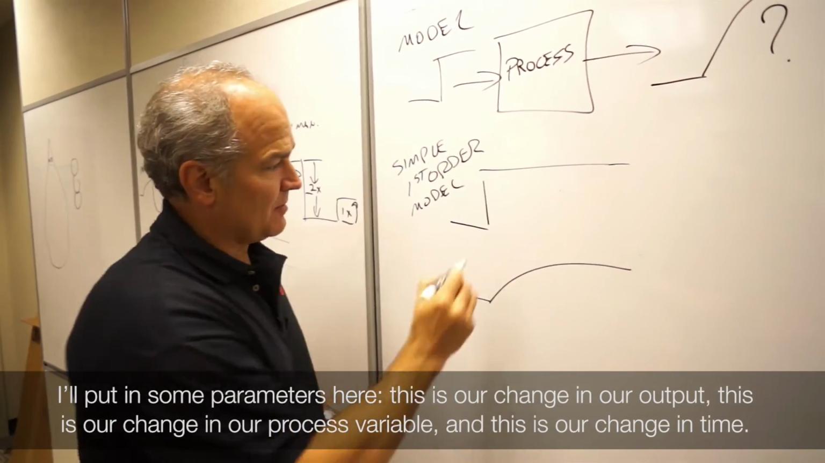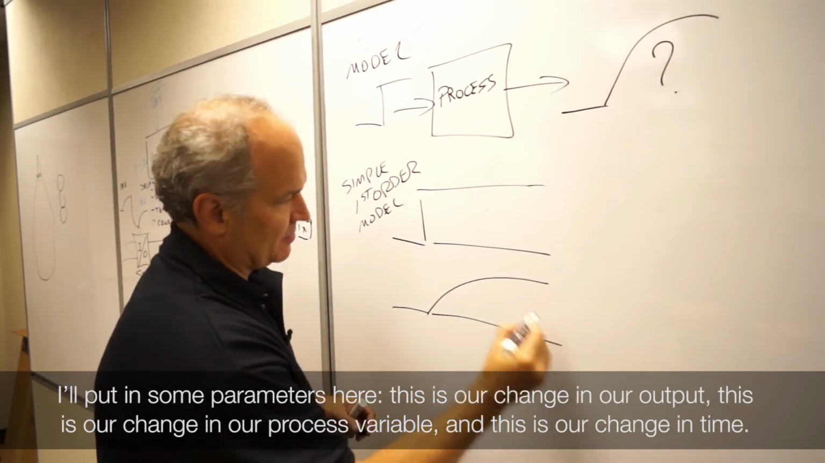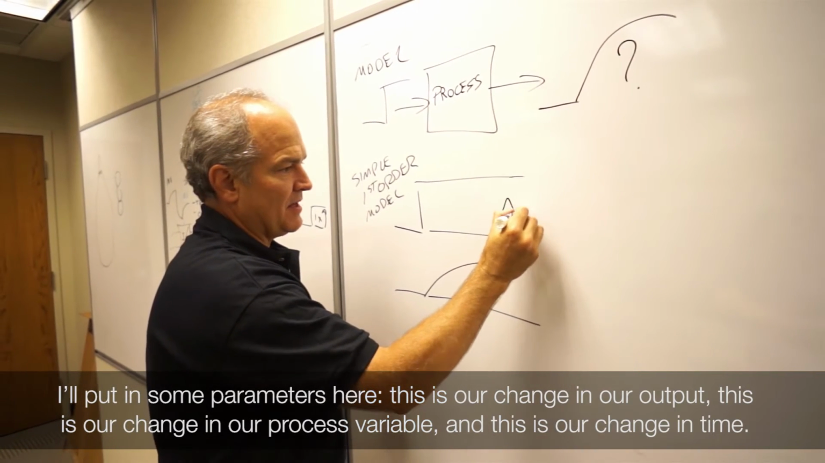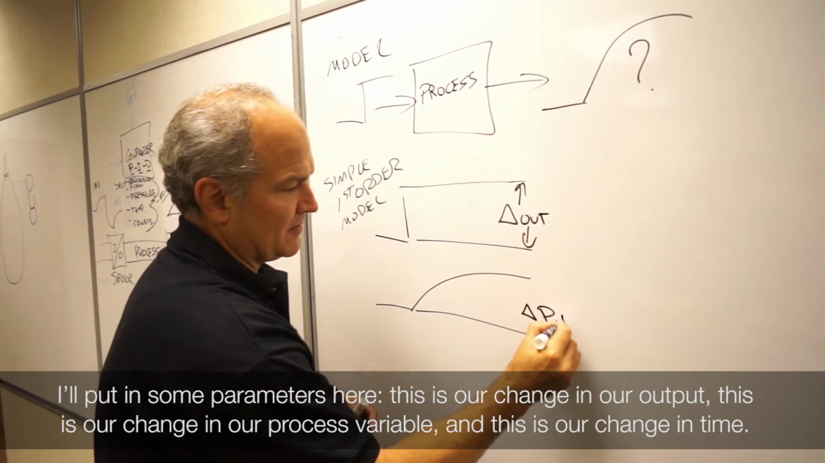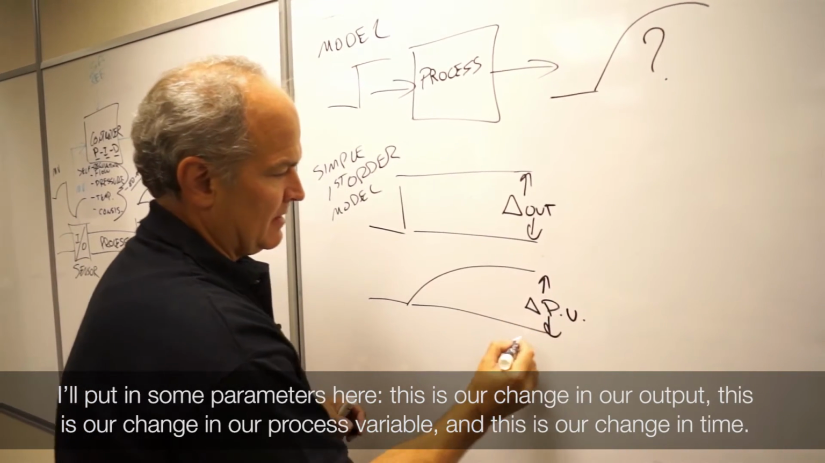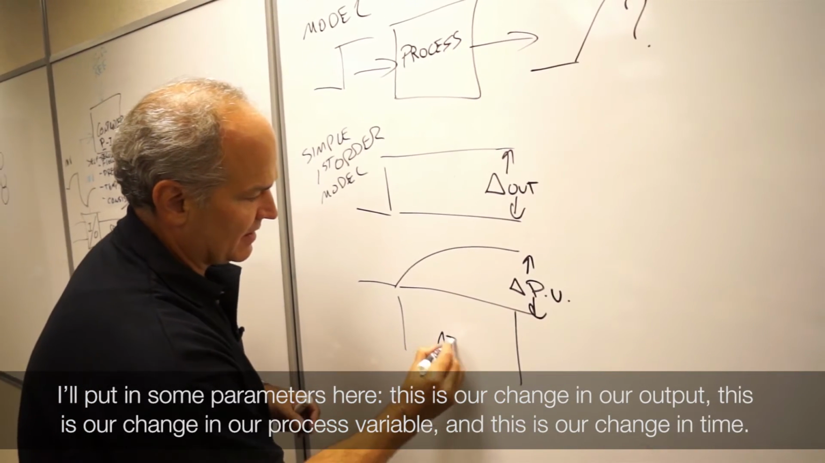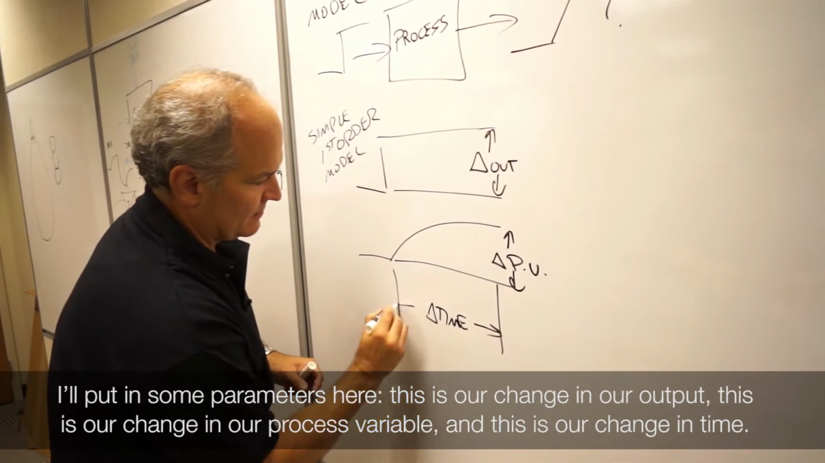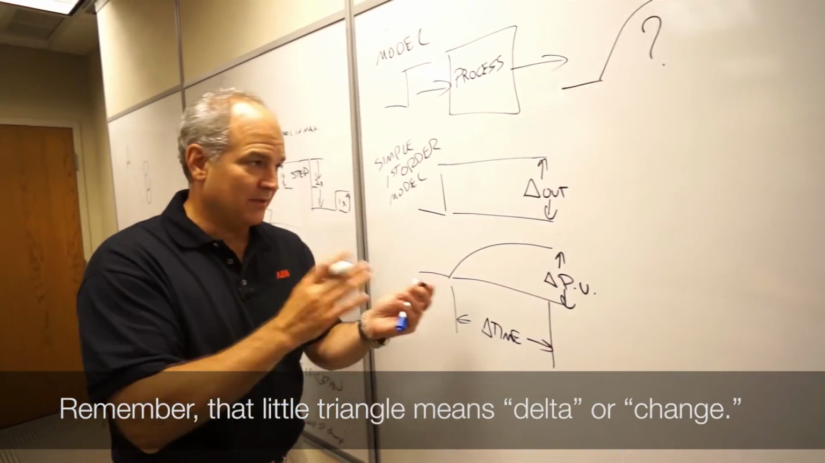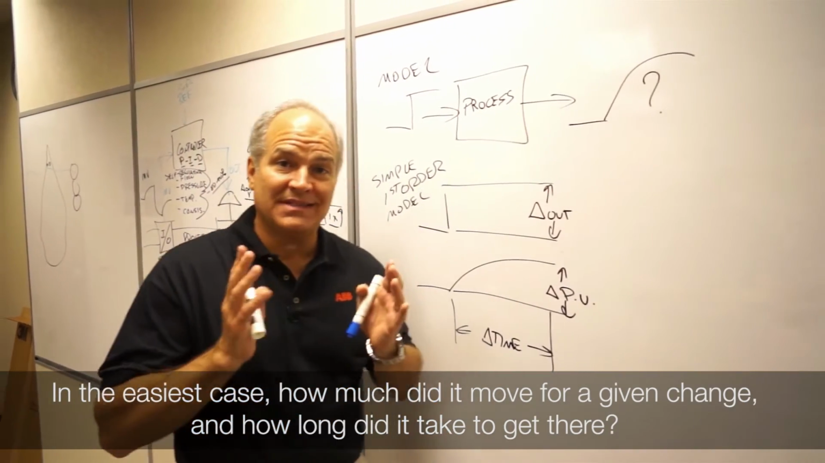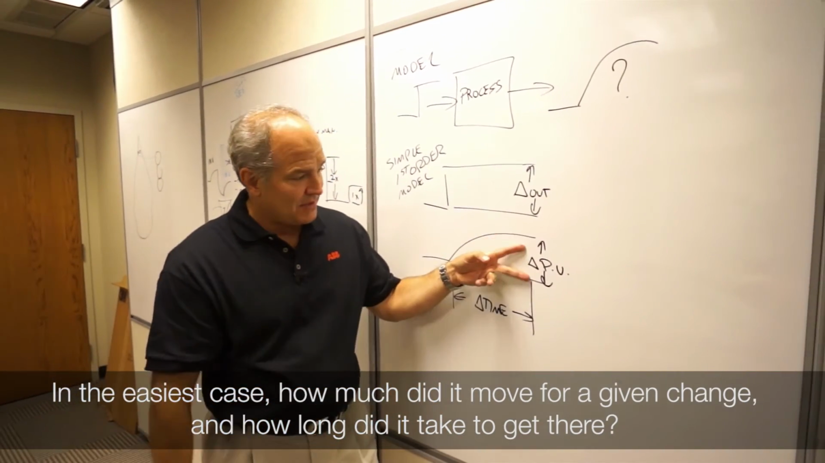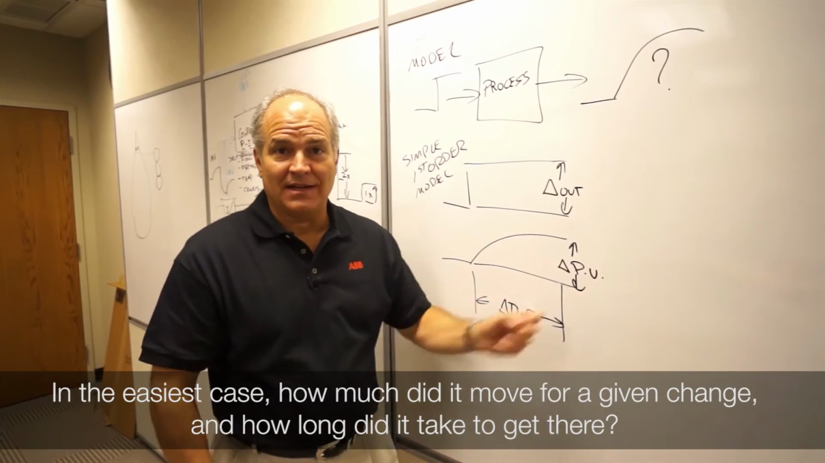With a simple first order model, I'll put in some parameters here. This is our change in our output. This is our change in our process variable. And this is our change in time. Remember, that little triangle means delta or change. With those three things, that's what I like to think about for the easiest case: how much did it move for a given change and how long did it take to get there.